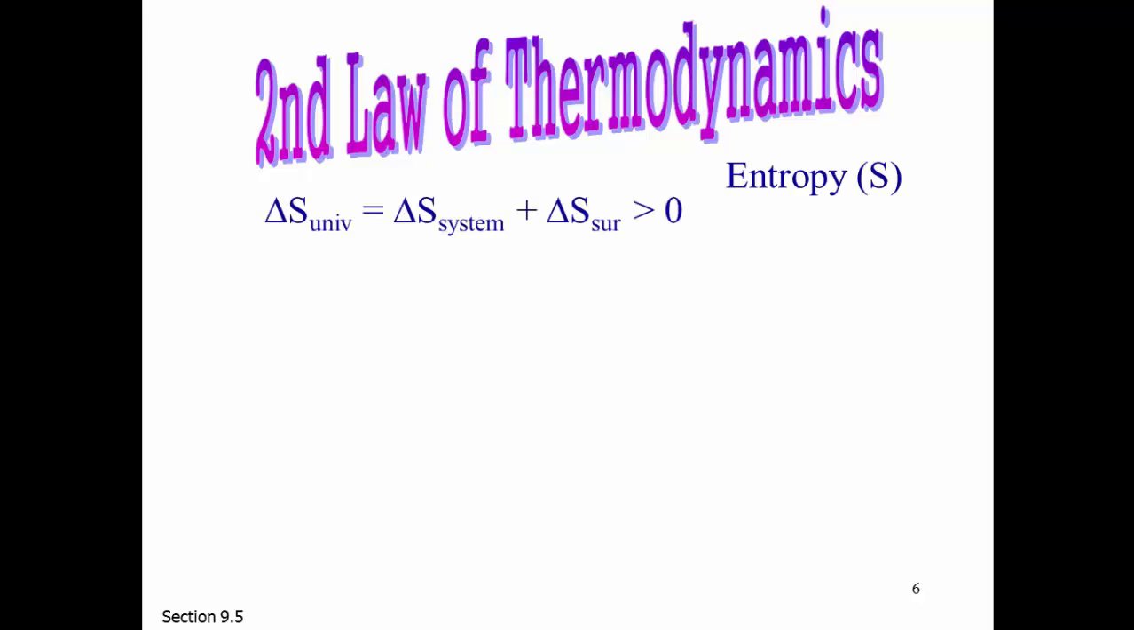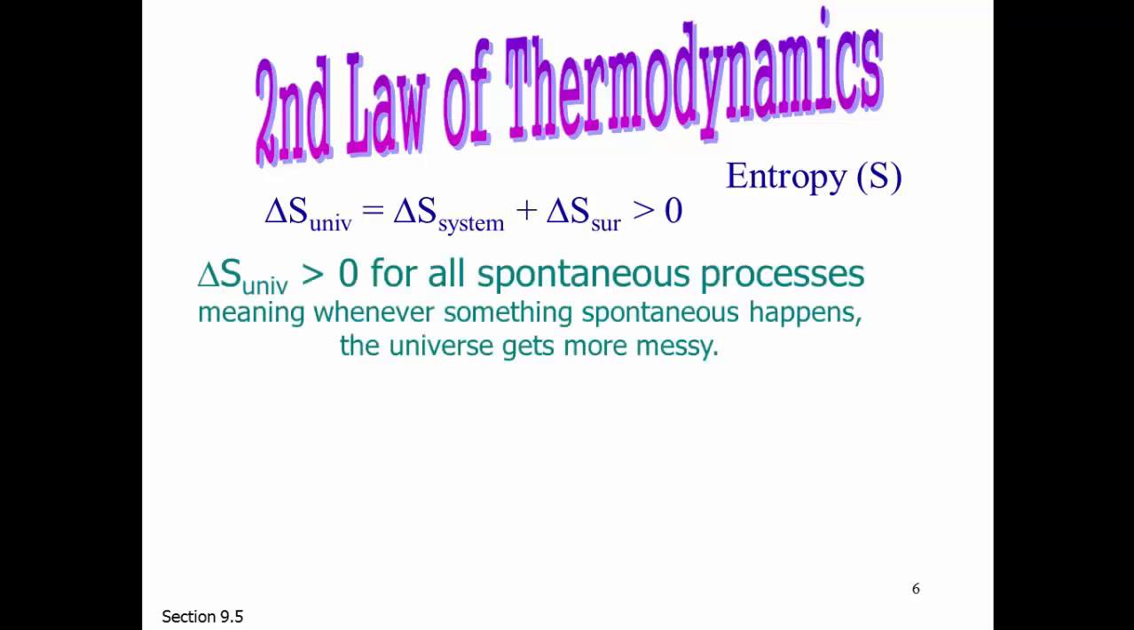That something else is covered by the second law of thermodynamics. The second law of thermodynamics deals with entropy, which has the symbol capital S. And it says that the entropy change of the universe is always positive. We can divide it into the entropy of the system, which is the reaction under study, and the entropy of the surroundings. If the entropy change of the universe is greater than zero for all spontaneous processes, it means when something happens by itself, the universe gets more messy.